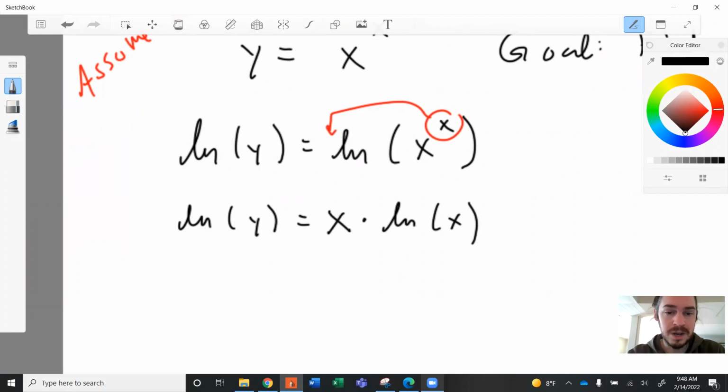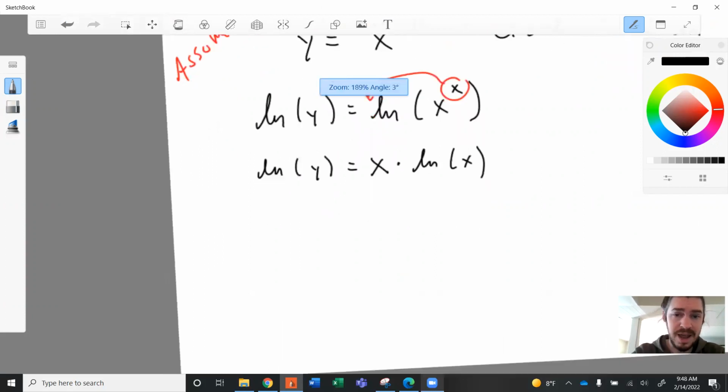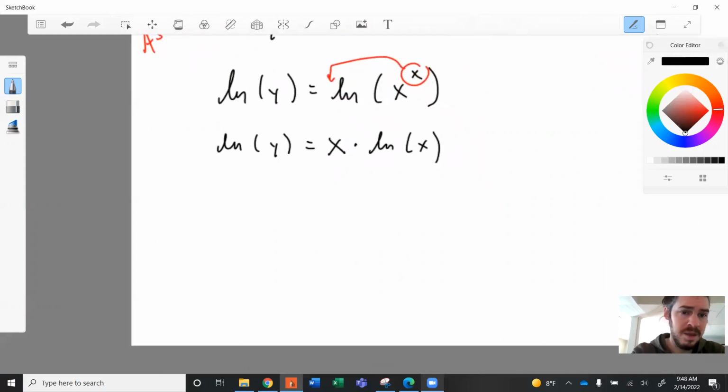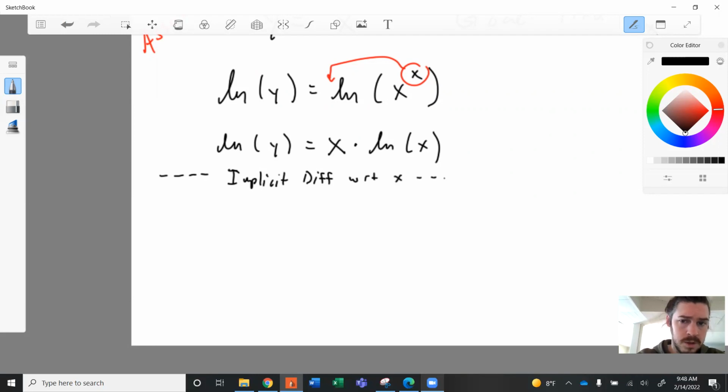So then what we're going to do next is apply implicit differentiation. So we're going to say implicit differentiation with respect to x. Okay. On the left side, the derivative of the natural log of y requires the chain rule because it's consistent with y being a function of x.